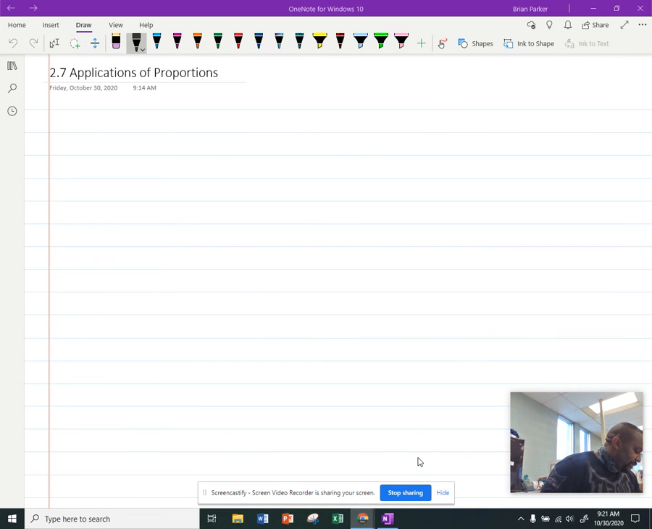This is the section applications on proportions, and there's a couple ways you can use them. So our first example. All right, first example, you can use proportions to find missing measures.